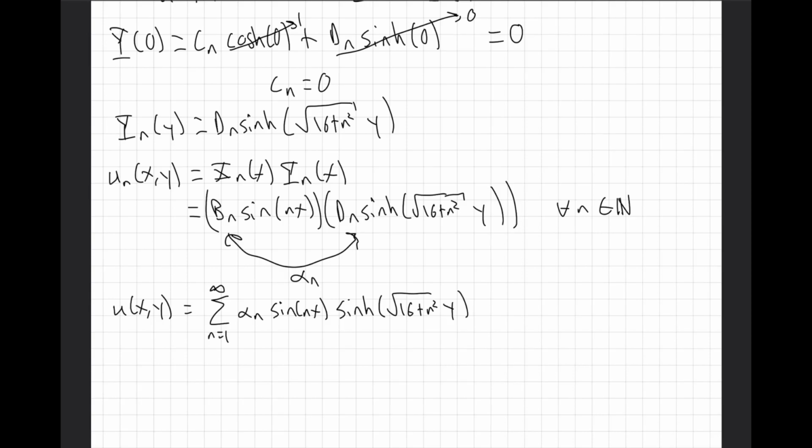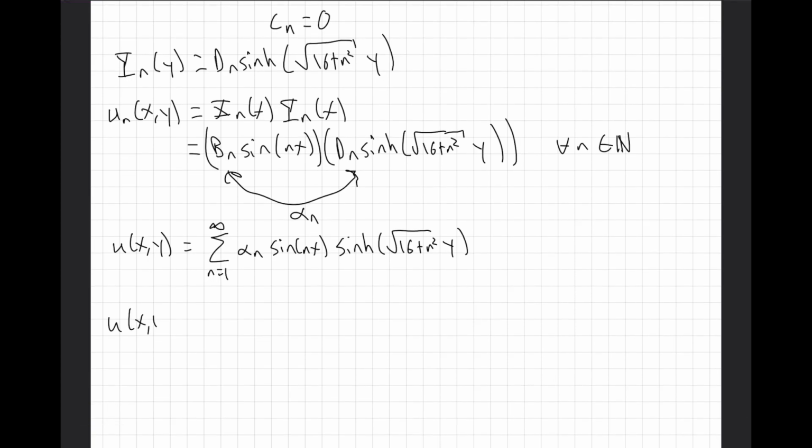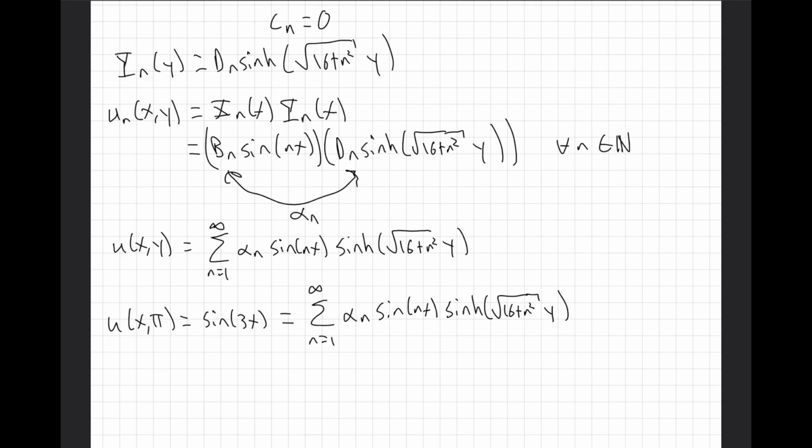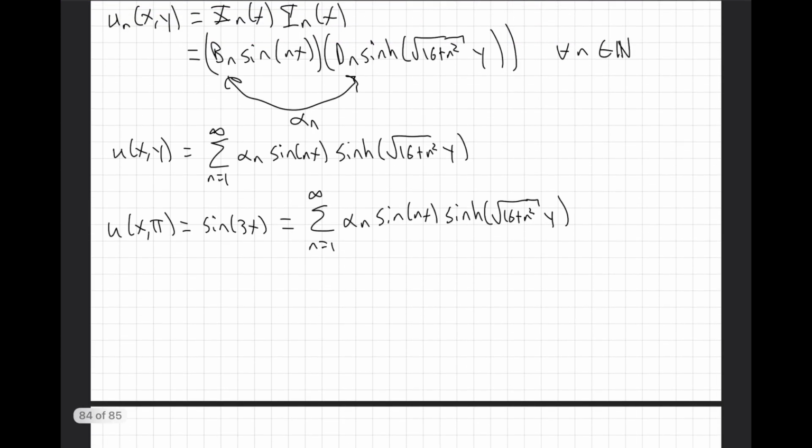Now we need to apply our last boundary condition. That was u of x comma pi is equal to sine of 3x. And so this is going to be equal to the sum, n equals 1 to infinity, of alpha_n sine of nx times hyperbolic sine of root 16 plus n squared y. And so what do we do now? Well, we apply the Fourier equation to solve for this coefficient, and we group together these two things, and we can solve for alpha_n.